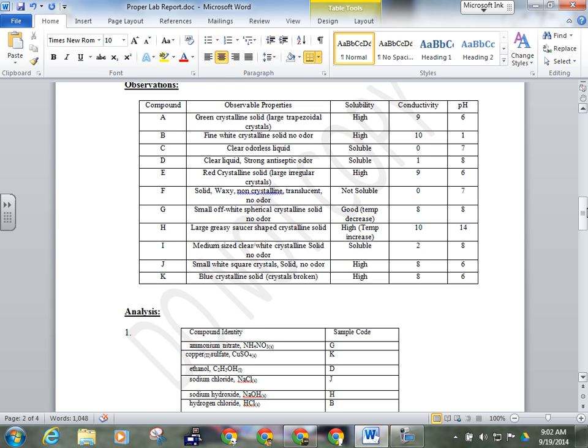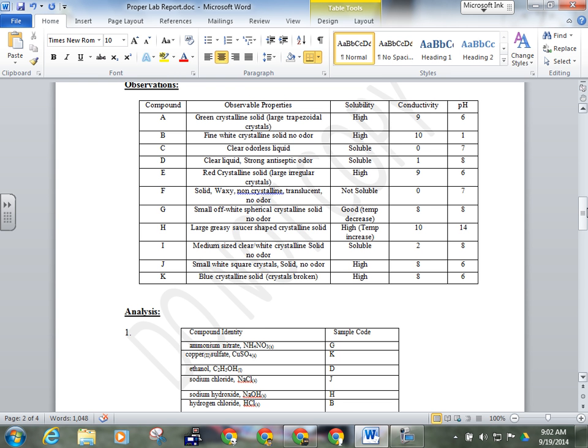A clear odorless liquid was C. It was soluble, had no conductivity, and a pH of 7. Pretty easy to figure out what that one was. D was also a clear liquid with a strong antiseptic odor. It was soluble in water, had a conductivity of 1 and a pH of 8. E was a red crystalline solid, irregular crystals, high solubility, conductivity 9, et cetera, et cetera.